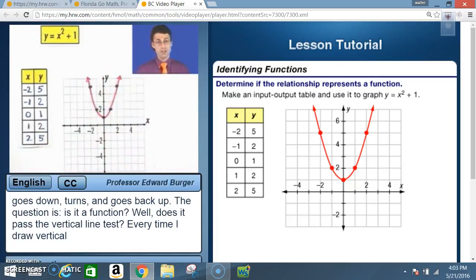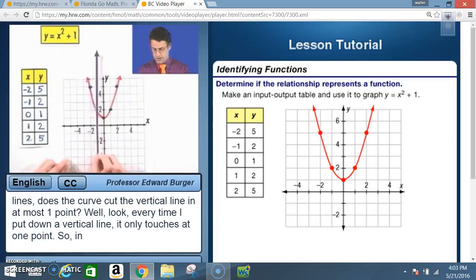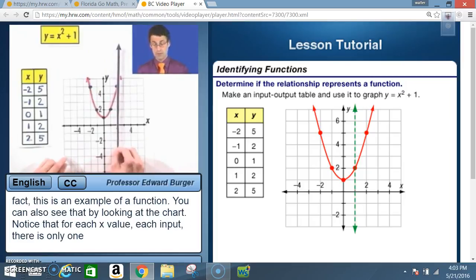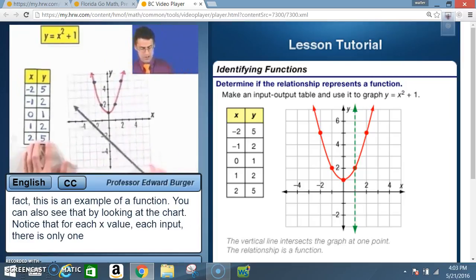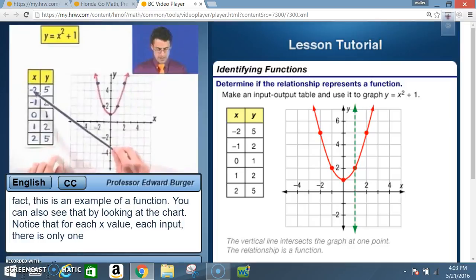The question is, is it a function? Well, that really boils down to, does it pass the vertical line test? Every time I draw a vertical line, does the curve cut the vertical line at most 1 point? Well, look, every time I put down a vertical line, it only touches at 1 point. So in fact, this is an example of a function. You can also see that by looking at the chart. Notice that for each x value, each input, there's only one output.